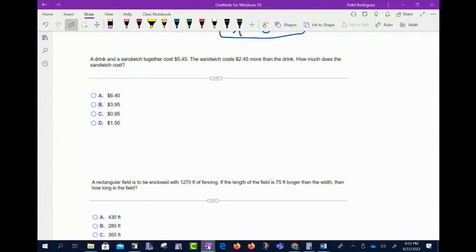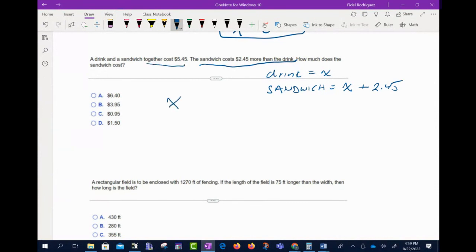All right. A drink and a sandwich together cost $5.45. Okay, let's take a look at this part. The sandwich is $2.45 more than the drink. So the drink is going to be my X. So the sandwich is X plus $2.45, right? Together, it's $5.45. So X plus X plus $2.45 is $5.45. So X and X is 2X, and we're looking for two things here.